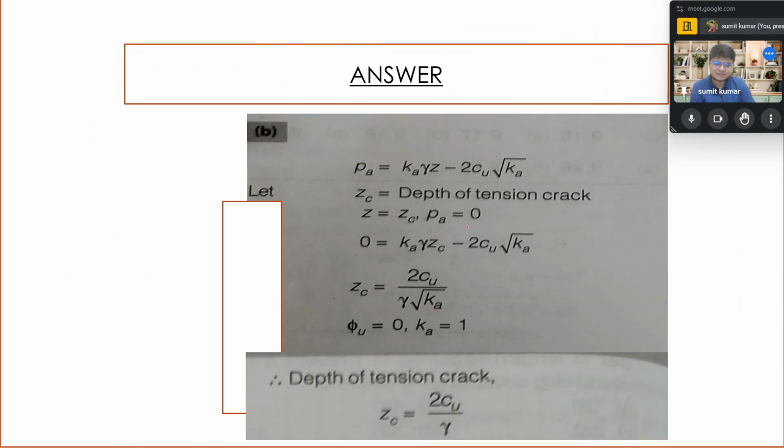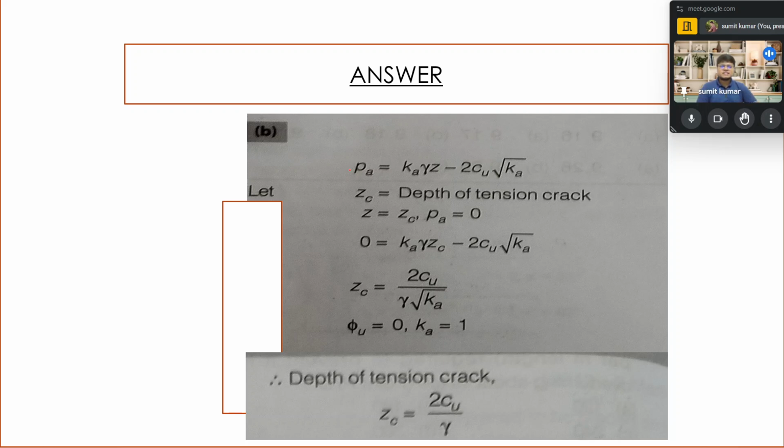That's option B. You see over here, as it has been mentioned, PA equal to K gamma Z minus 2C root K. ZC is the depth of tension crack, and for Z equal to ZC, PA equal to 0. When we put it in the first equation, PA equal to K gamma Z minus 2C root K, so for PA equal to 0, K gamma ZC minus 2C root K.